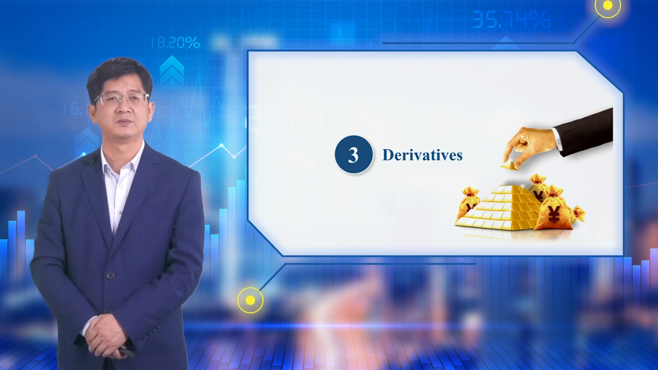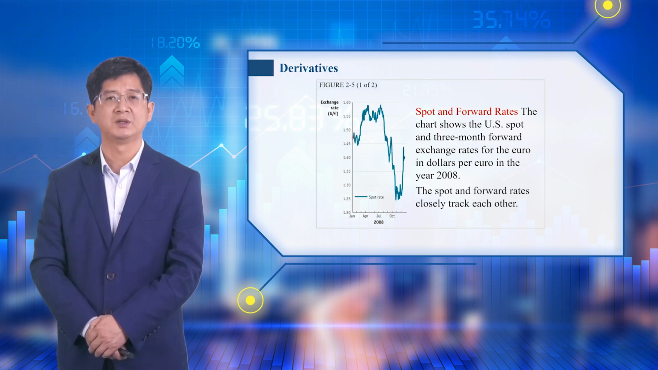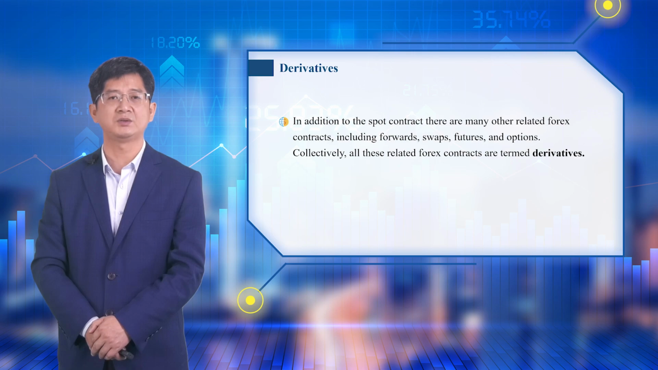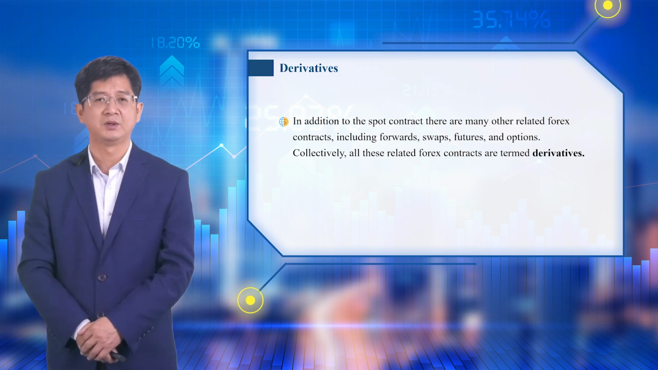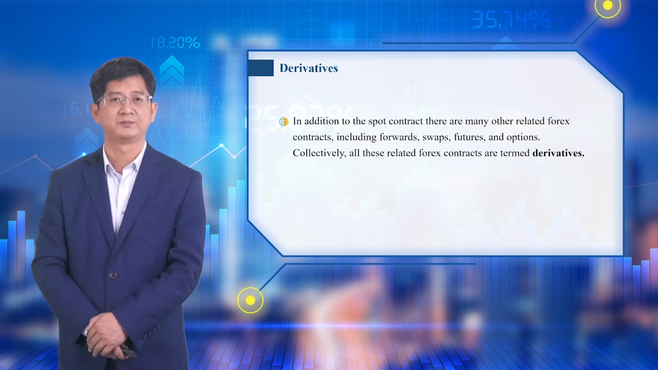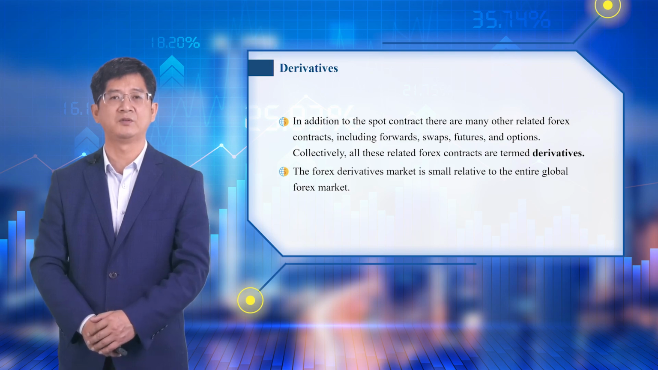2.3.3 Derivatives. Figure 2.5 shows recent trends in the spot and forward rates in the dollar-euro market. The forward rate tends to track the spot rate fairly closely. In addition to the spot contract, there are many other related forex contracts, including forwards, swaps, futures, and options. Collectively, all these related forex contracts are termed derivatives. The forex derivatives market is small relative to the entire global forex market.